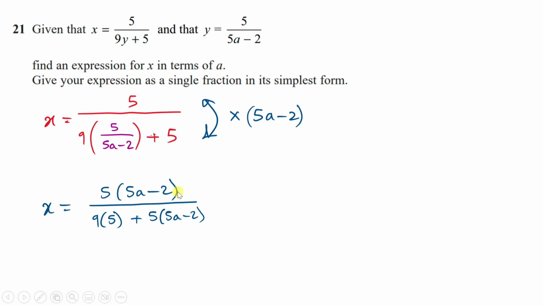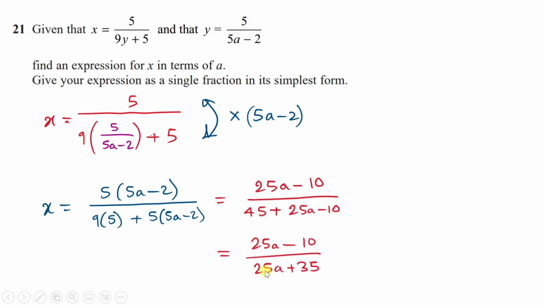So top line, you do 5 times the top, which gives you 25a minus 10. 9 times 5 is 45. And 5 times that second part gives us 25a minus 10. Now, tidy up the bottom line. 45 take away 10 is 35. And you should get pretty much 25a plus 35. And the top should be fine. And that's it. Because remember, they wanted a single fraction, and that's what you got.